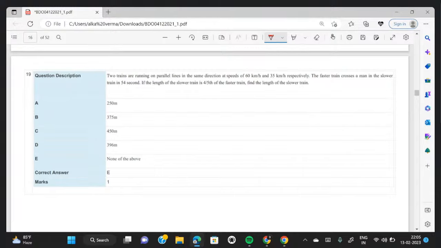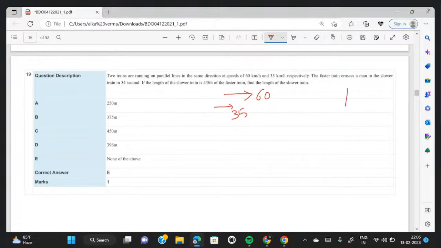Okay. So what is the question saying? The question says that 2 trains are running. Now again, a time, speed, distance question. Two trains are running on parallel lines in the same direction at speed 60 kilometer per hour and 35 kilometer per hour. Okay. So definitely 60 will go up, 35 will come from behind. The faster train crosses a man in the slower train in 54 seconds.